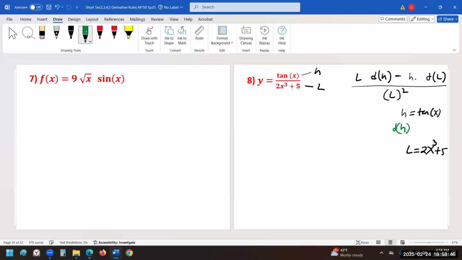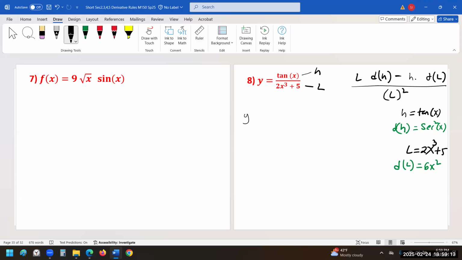Then what's the derivative of high? What's the derivative of tangent? Secant squared. And what is the derivative of the denominator, 2x cubed plus 5? What's the derivative of 2x cubed? 6x squared. And the derivative of 5 is 0.